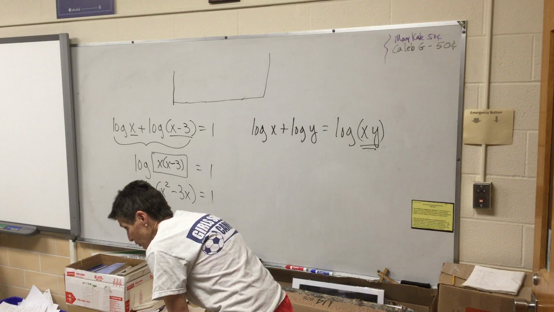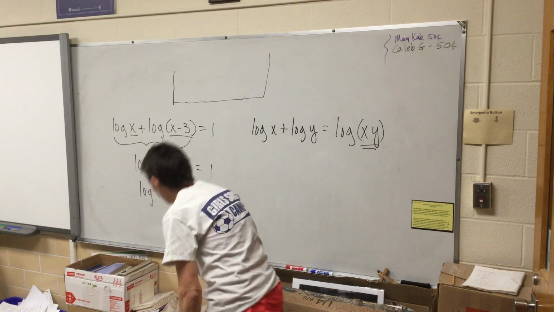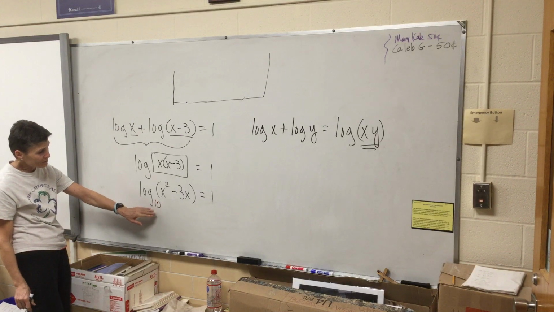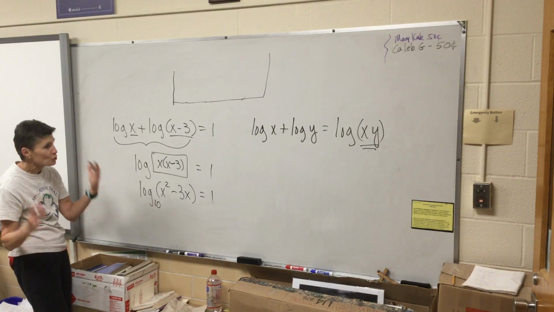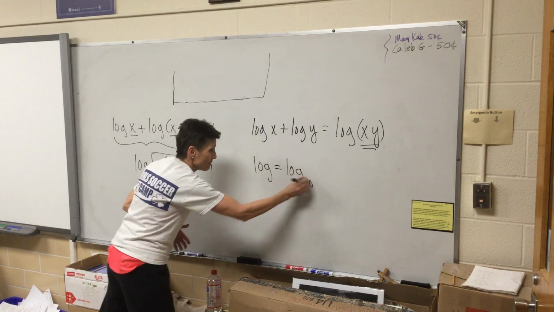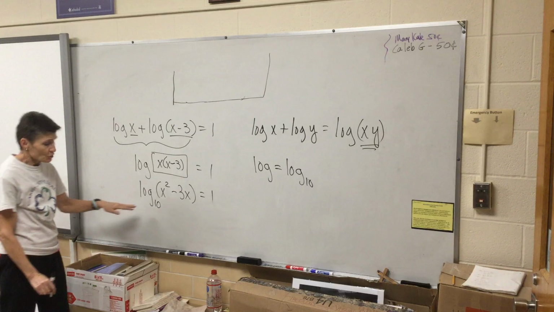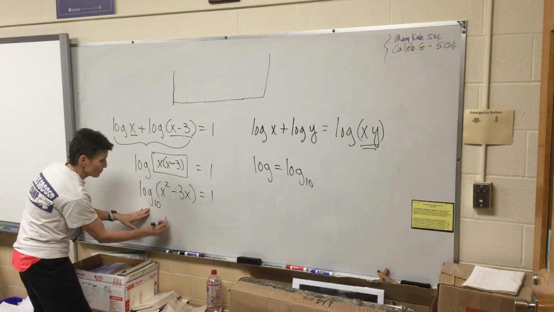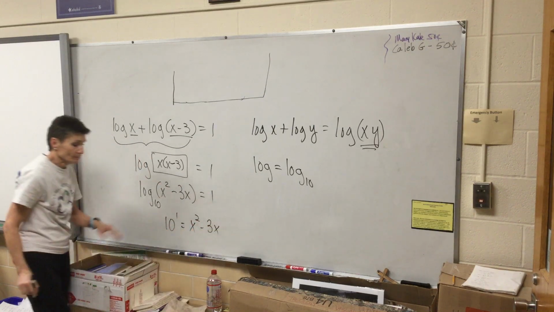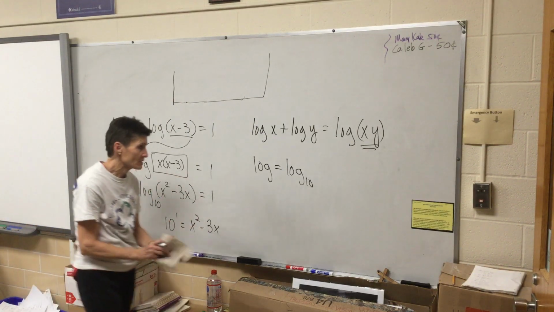Now, I need to loop-de-loo it, but there's something missing. What's missing? The 10. Yeah, the base is missing. If you're going to loop-de-loo, this is where you start, and that number was missing. So again, something you just have to know is that when you see a LOG, it's a base 10. There's an understood implied 10 there. So now I can loop-de-loo it. So 10 to the first equals x squared minus 3x.